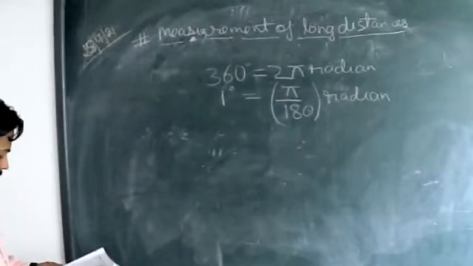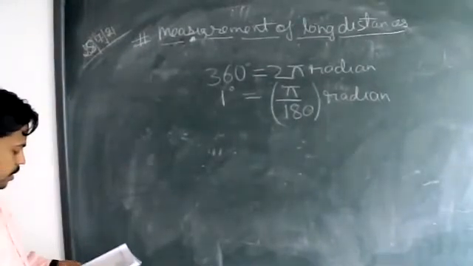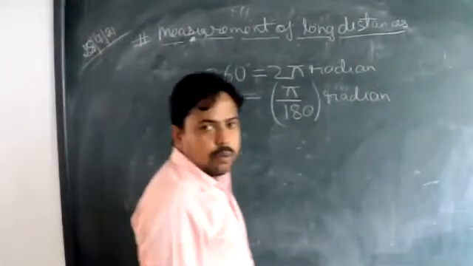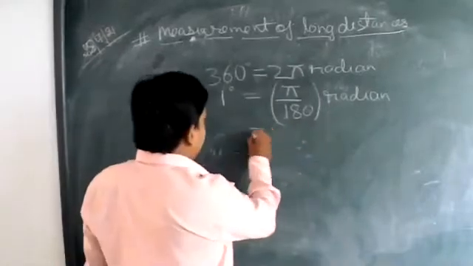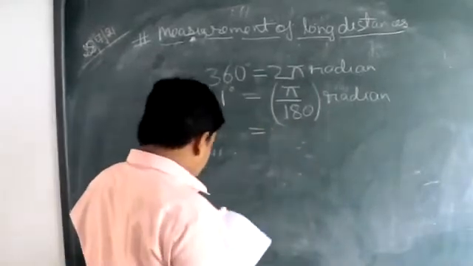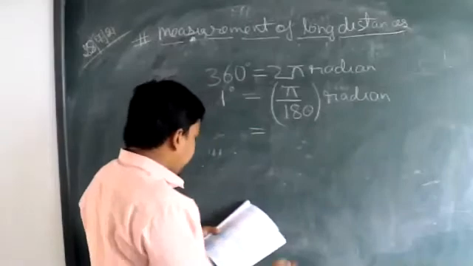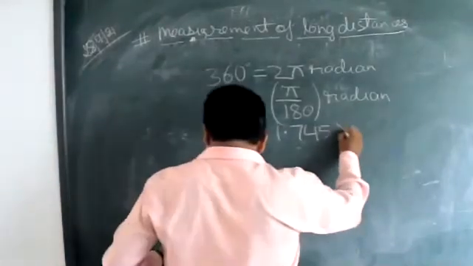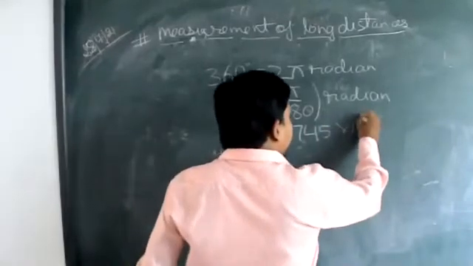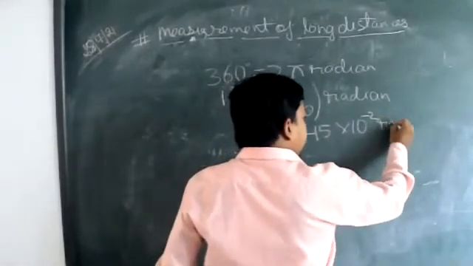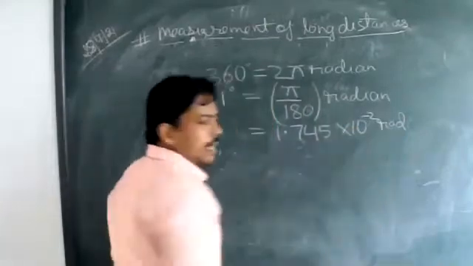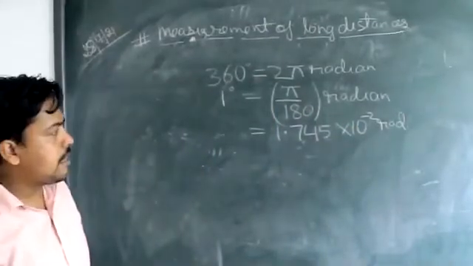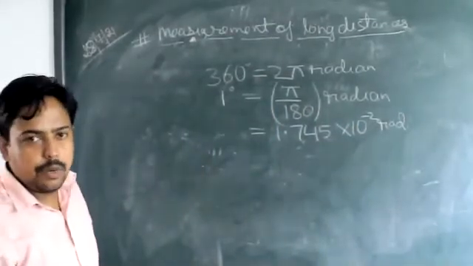Also, what is given is that the value of this 1 degree is calculated, and it comes out to be 1.745 into 10 to the power of minus 2 radian. Radian is written as rad, which we have discussed in supplementary physical quantities.